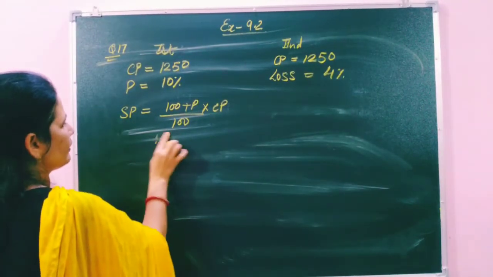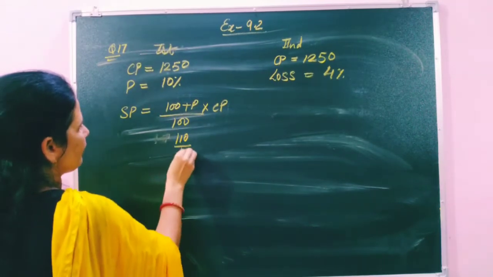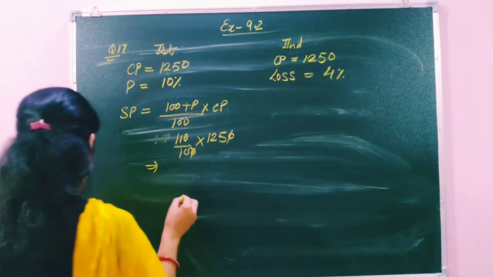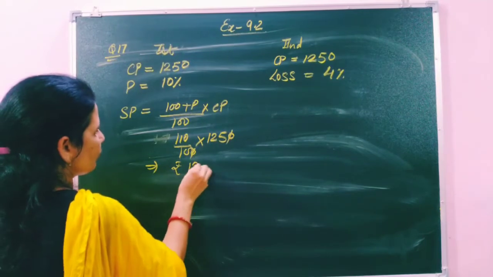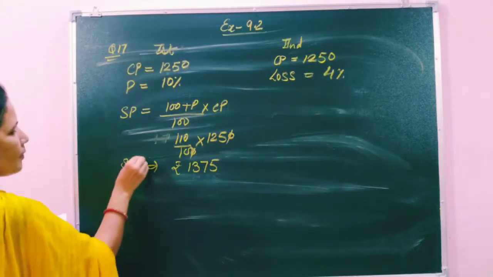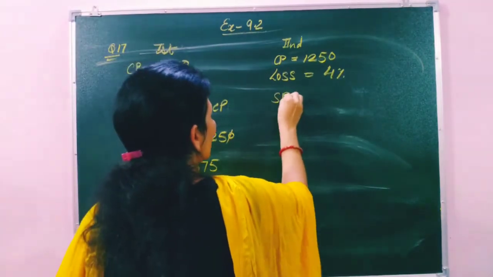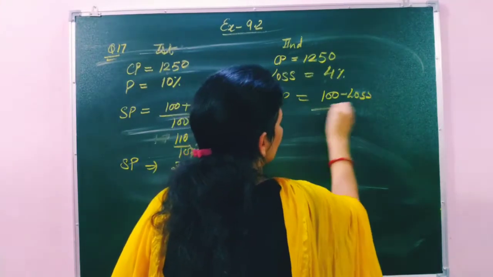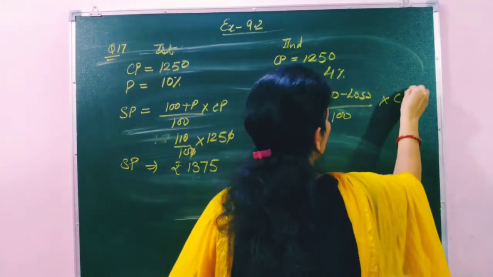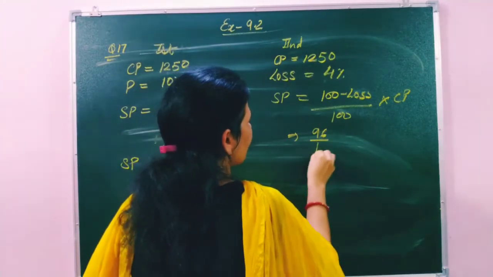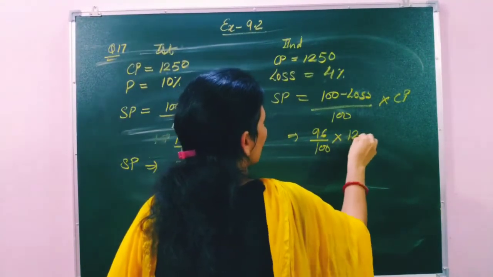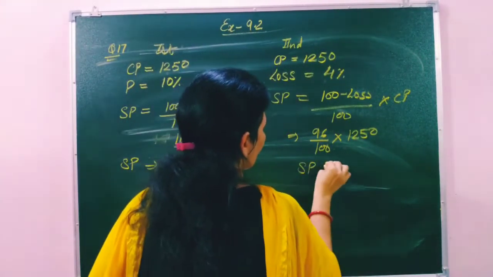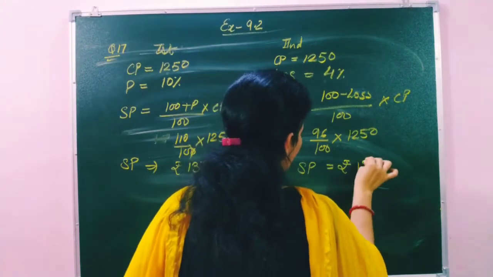So 100 plus 10, that means 110 by 100 multiplied by 1,250. 10 cancels by 10, and from here we get the price of rupees 1,375. That is the SP for the first time. Now the SP of this one, loss. Loss means 100 minus loss, then divide by 100 and multiply by CP. So the formula is 96 divided by 100 multiplied by 1250. When we solve this one, students, we get SP equals rupees 1200.